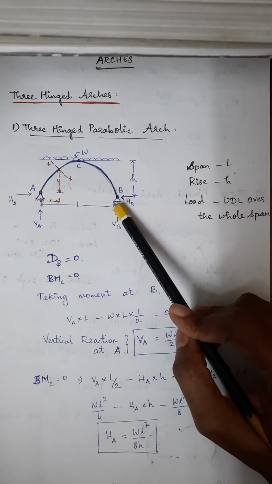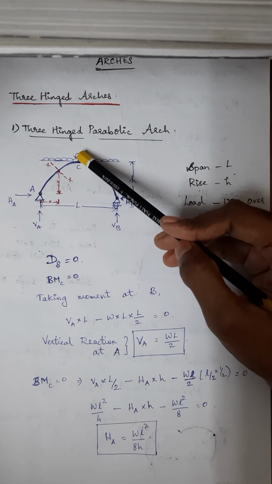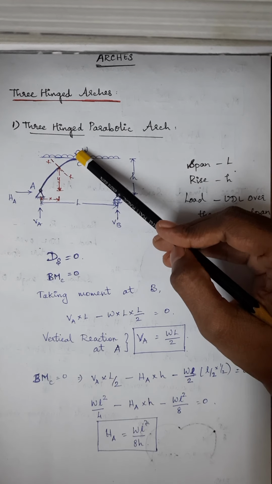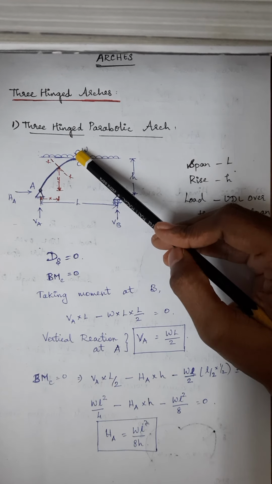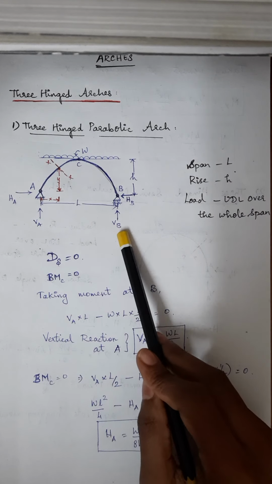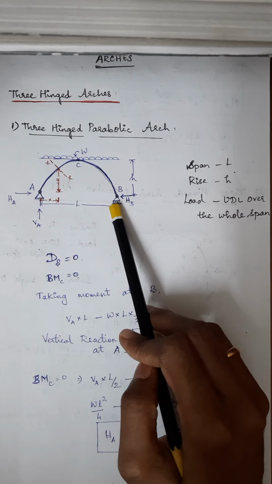In this condition, the degree of static indeterminacy will be 0. And also, when taking moment at point C, that is at the crown point, the moment will be 0. First, we have to determine vertical reactions and horizontal reactions. But to determine vertical reactions, we have to take moment at point A or at point B.